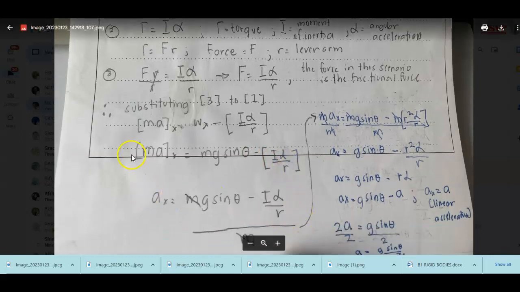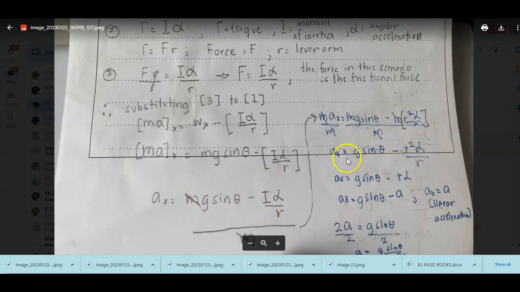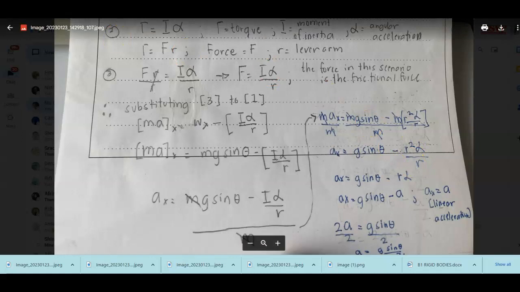Simplifying further, we can divide both sides by m in order to isolate a. It gives us a x. Finally, after simplifying everything, this will give us a is equal to g sine theta minus r squared alpha over r.